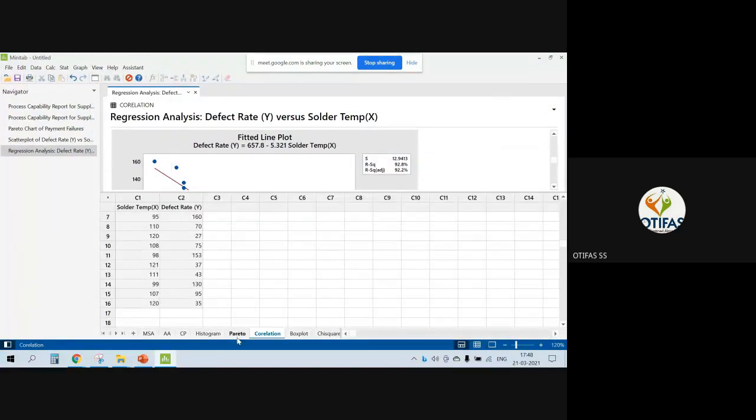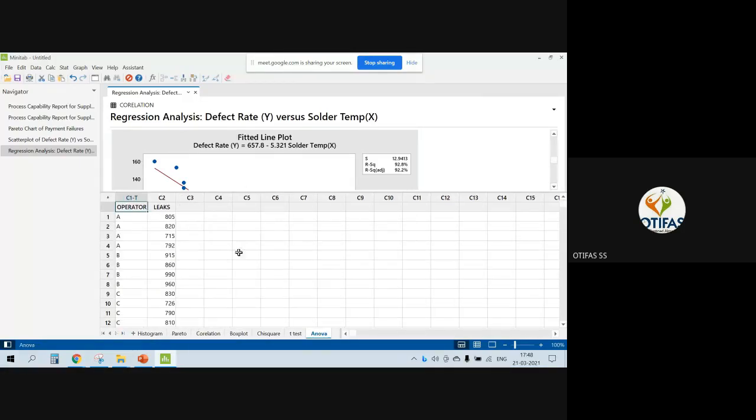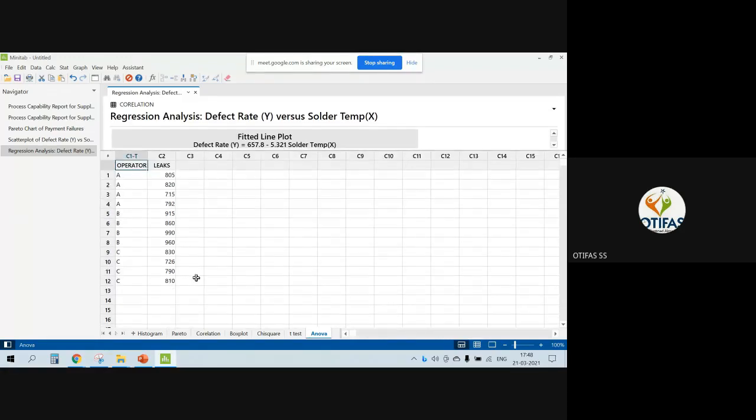Now this is the relation ANOVA. Now see, there is a project. There is a hydraulic component repair project. They have two or three operators, operator A, B, C. Now operator A produced four hydro boosters, and then a leak test was conducted. Now this is the measurement of leak produced by operator A and operator B. I just wanted to know, is there any significant difference between the operators?